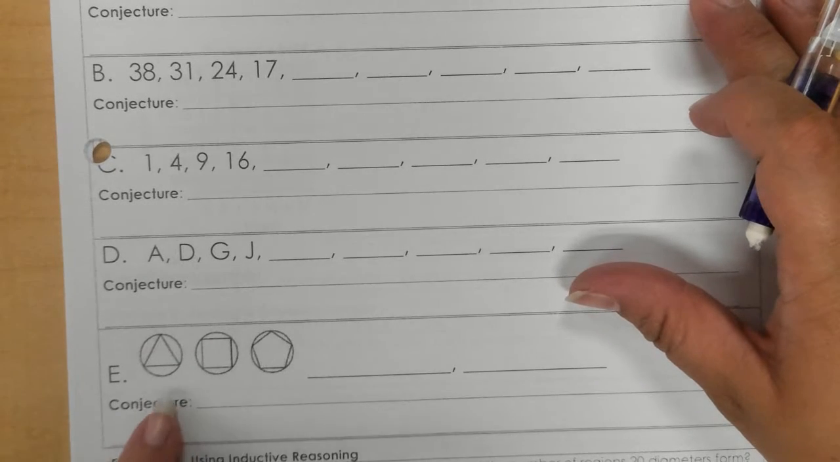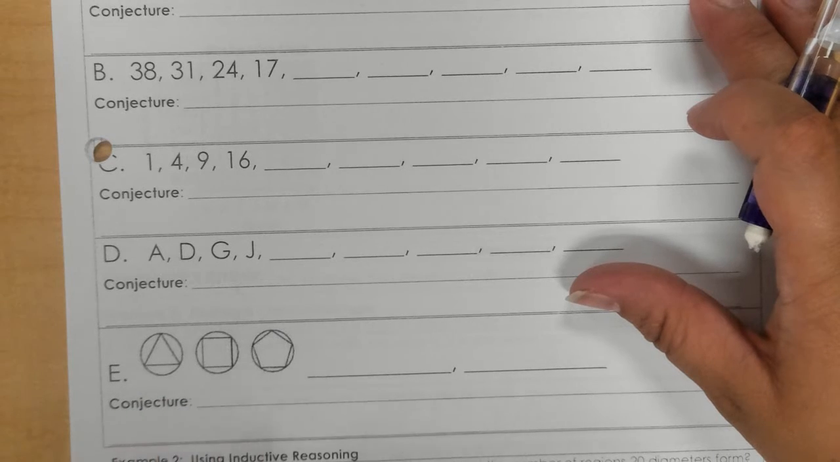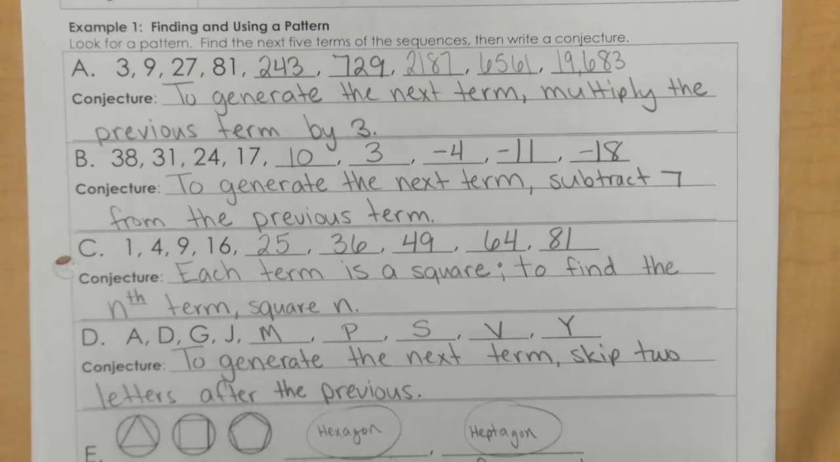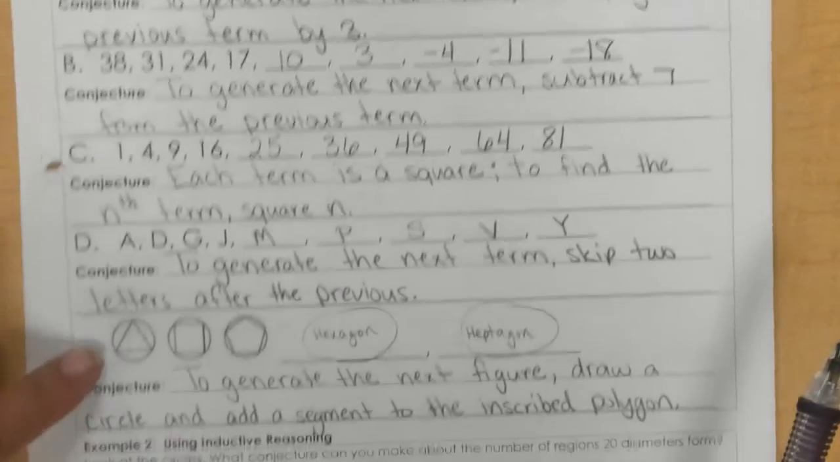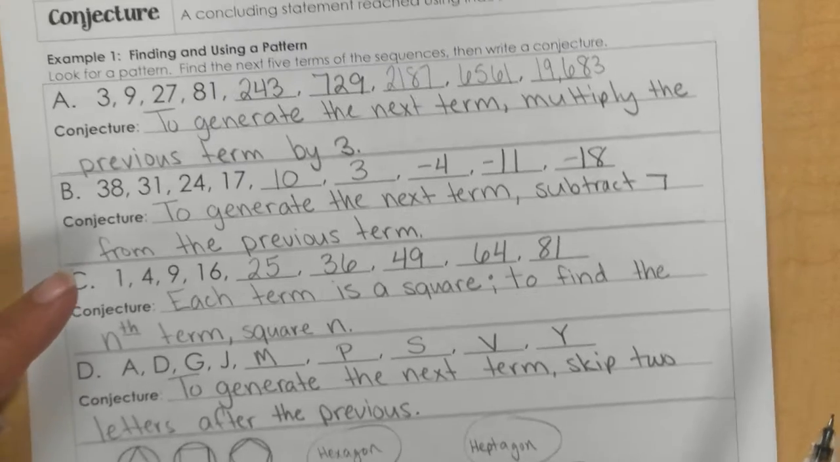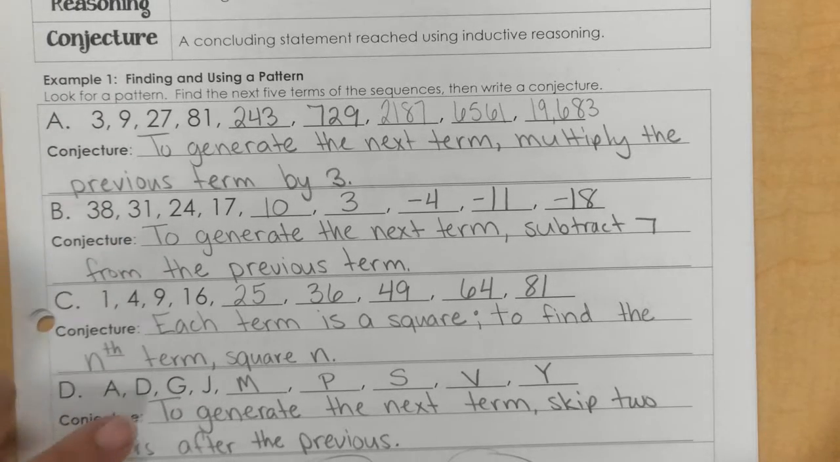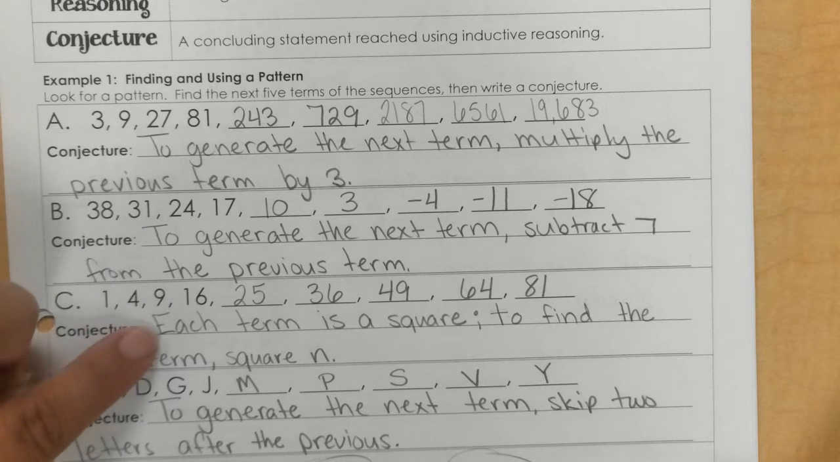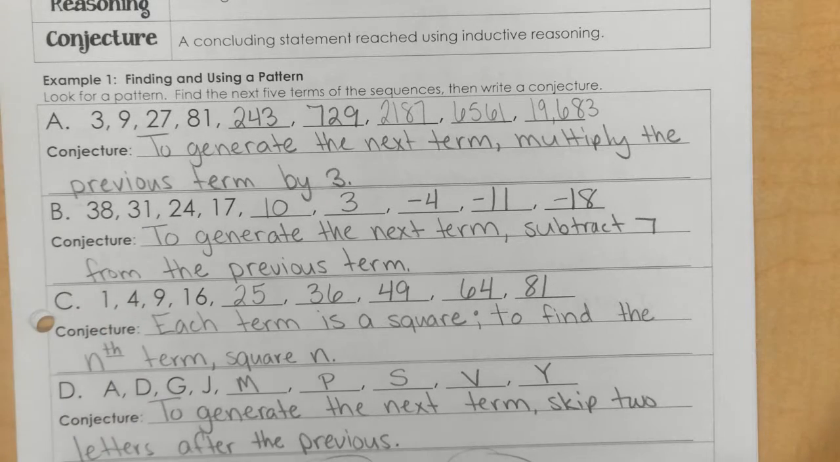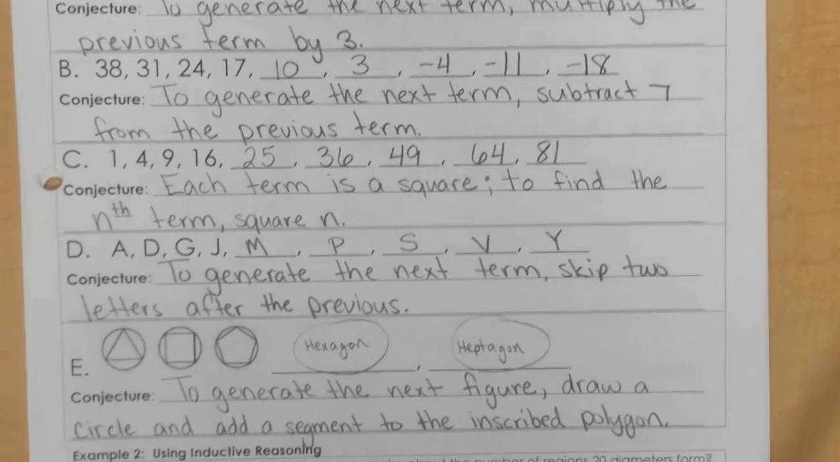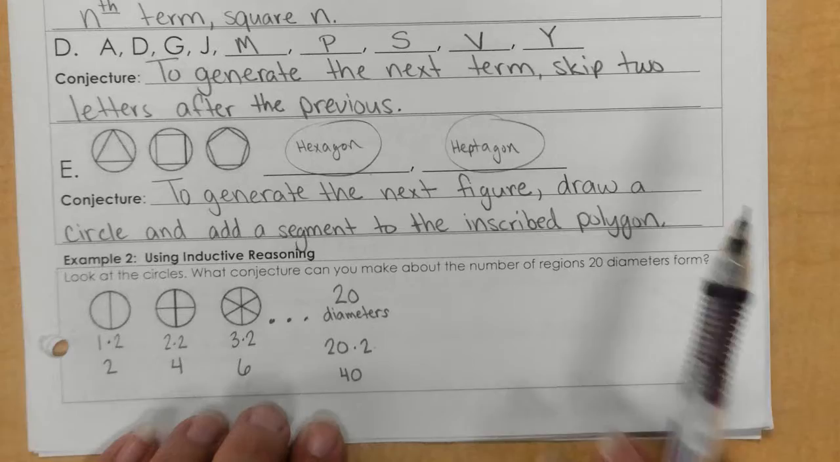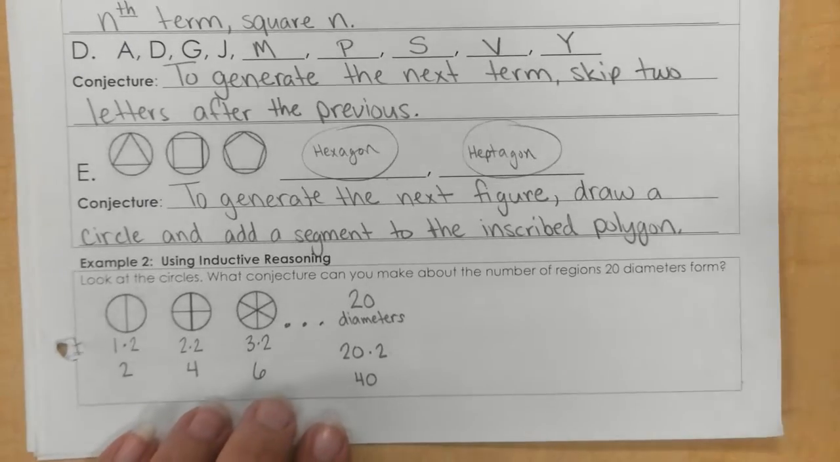We also included patterns with images or pictures. So if you go to Google Classroom and look at that PDF file, I went ahead and filled all of these in, explaining the conjecture. You can see each time I have one of these conjectures, it says to generate the next term, or each term is a square. You're trying to start out that sentence with that phrase. Example 2, I'm not going to do that example. It is there if you want to look at it, but I'm not going to worry about that one. Okay. Moving on.